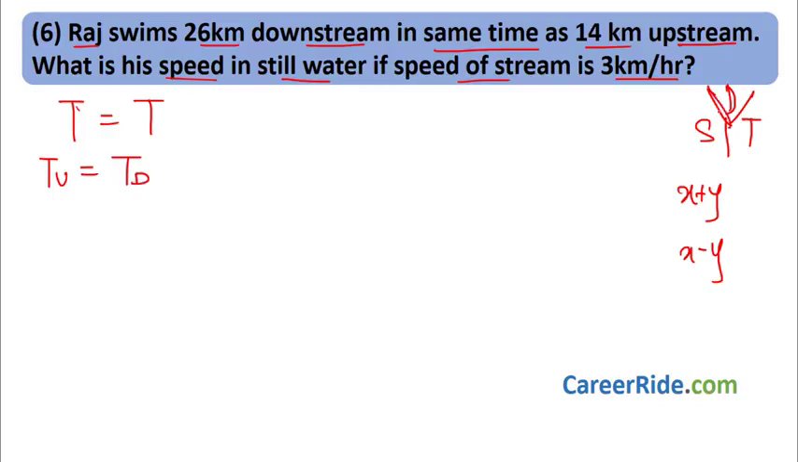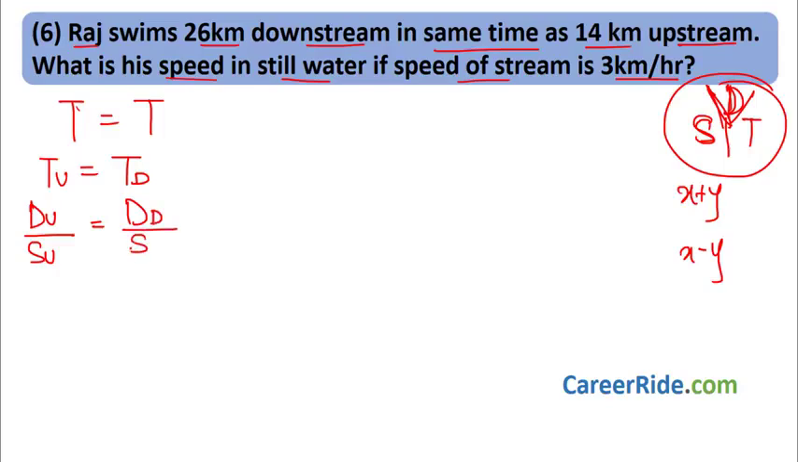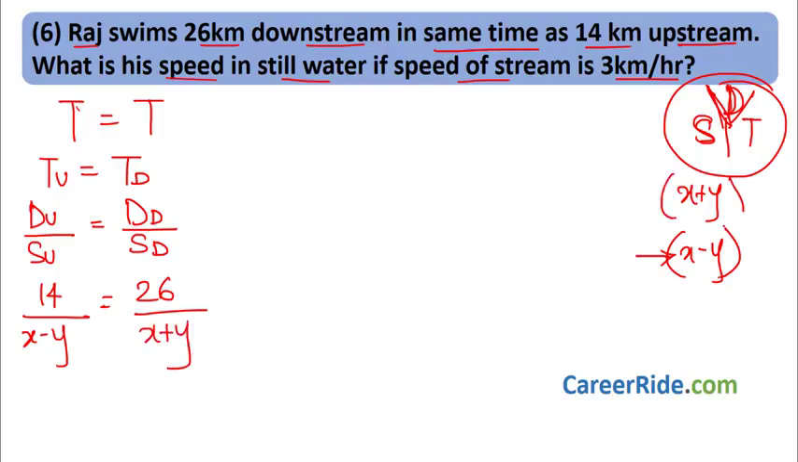What is the formula for time? Time is distance upon speed. We got it from here. Distance traveled upstream upon speed upstream would be equal to distance traveled downstream upon speed downstream. They have given us 14 kilometers upstream, so 14 divided by the upstream speed, x minus y. Now here the distance is not same. They have given 26 kilometers downstream, so we will have 26 divided by the downstream speed, x plus y, from here, correct?